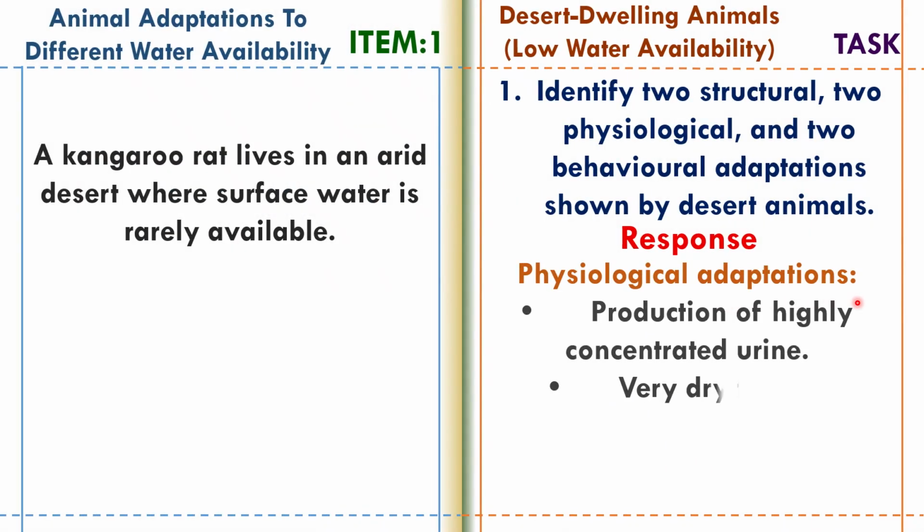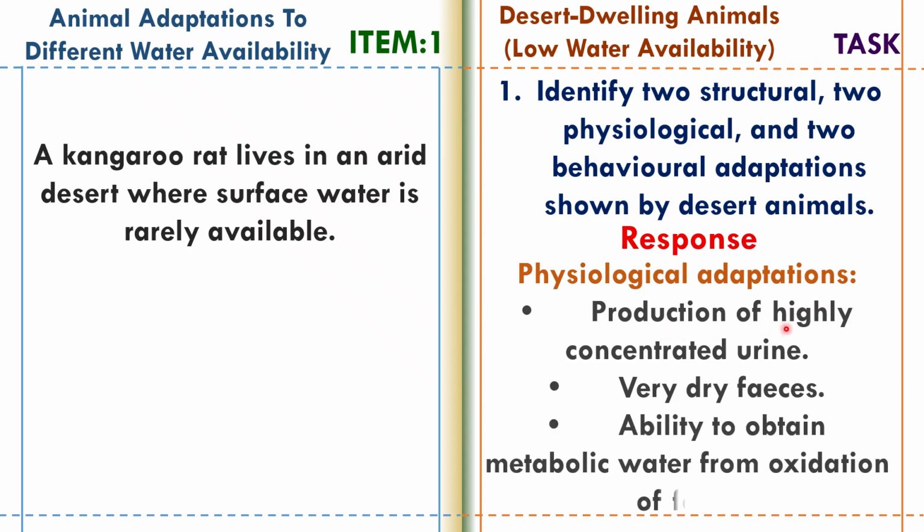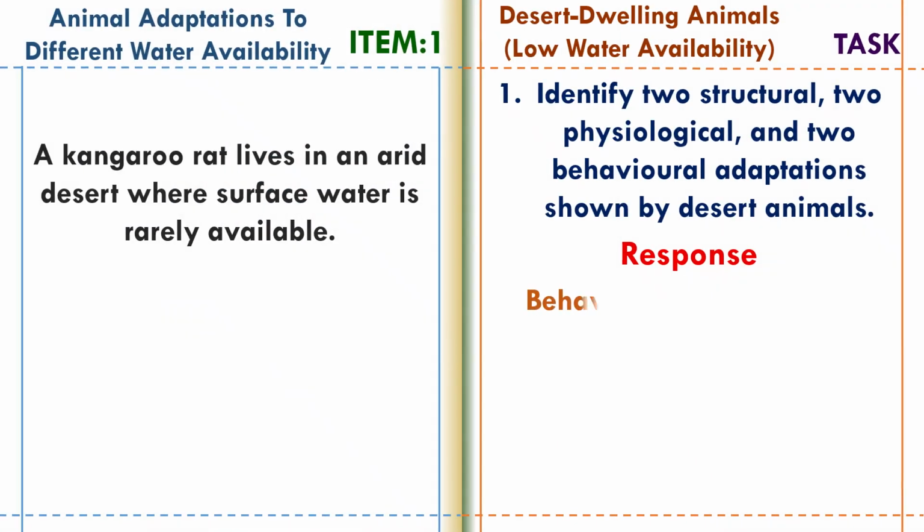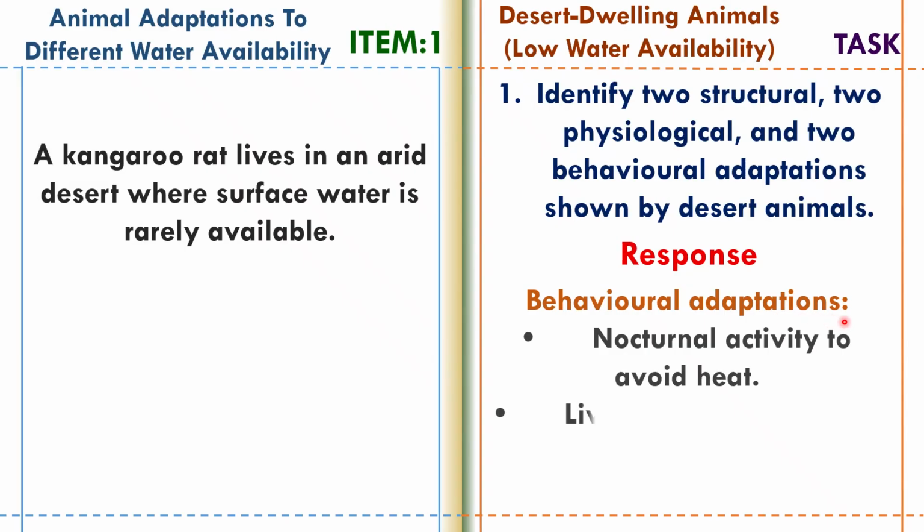Physiological adaptations: production of highly concentrated urine, very dry feces, and the ability to obtain metabolic water from oxidation of food. Behavior adaptations: nocturnal activity to avoid heat, and living in burrows during the daytime.